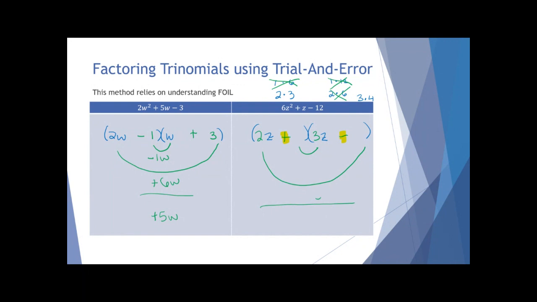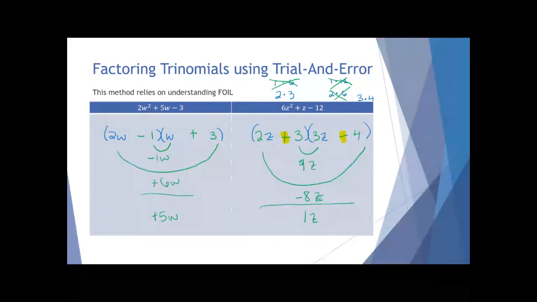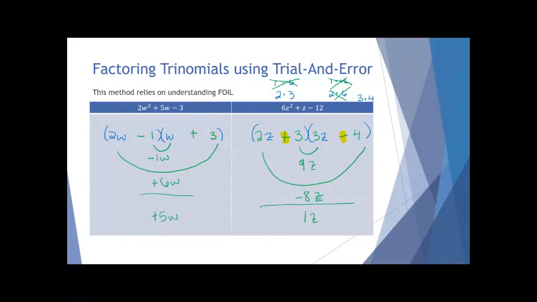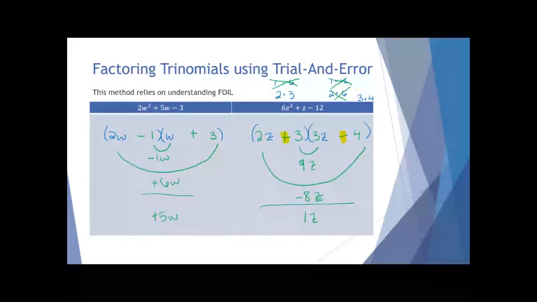So now we know it has to be 3 and 4. If 3 and 4 doesn't work, then this is prime. Then it can't be factored. So now 3 and 4. 3 times 3, so that's 9z. 2 times negative 4, negative 8z. 9 minus 8 is 1z. I have finally found the correct combination. So the correct answer is 2z plus 3 times 3z minus 4.